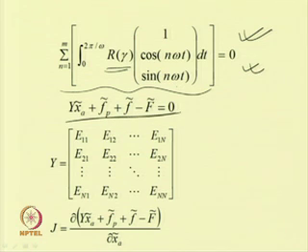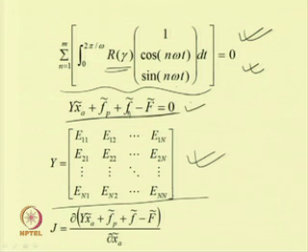So, it will reduce to y(x_a) plus f_p plus f_n bar minus f bar equal to 0, where y equal to this: E11, E12, E1n, E21, E22, E2n, and En1, Enn. So, one can obtain this equation, which is a set of algebraic equations, and the set of algebraic equations can be solved by using different methods. For example, one can use this Newton-Raphson procedure to solve this set of algebraic equations.